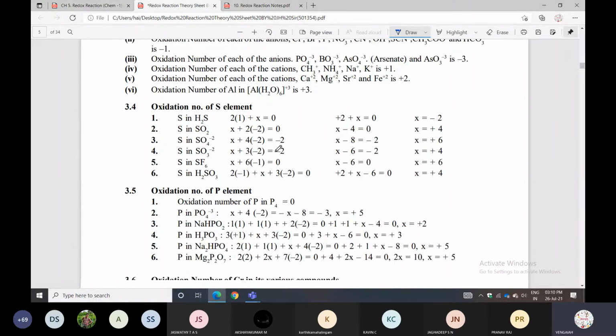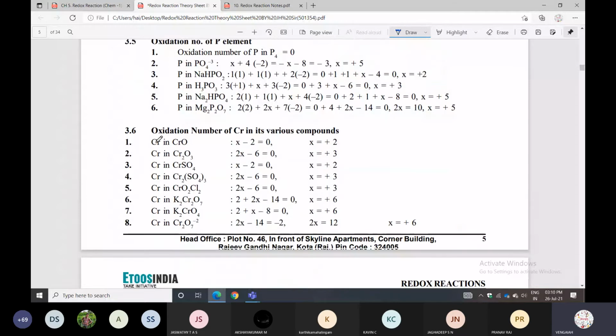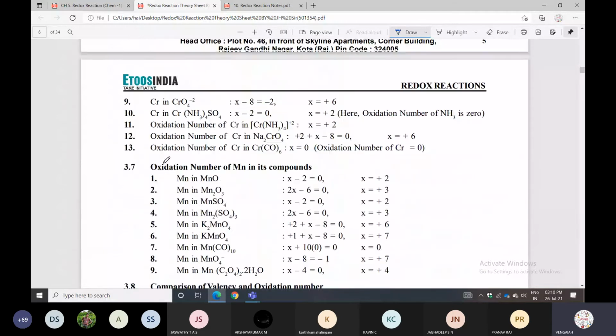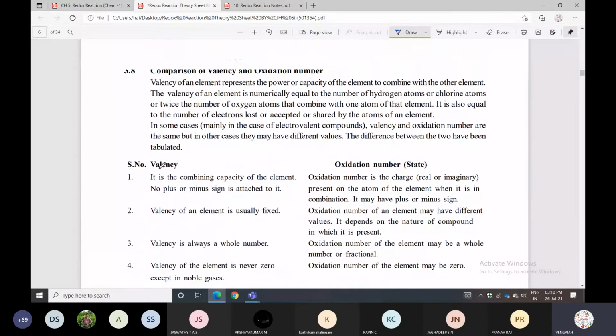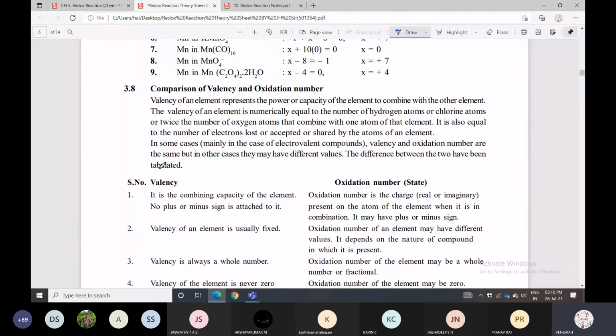Same type of examples they have given for phosphorus, and also for chromium. Some examples for Mn are also given. Now you can check the comparison of valency and oxidation number. I told you at the start that it is almost similar to valency. So now we can check: what is the relation between valency and oxidation number?